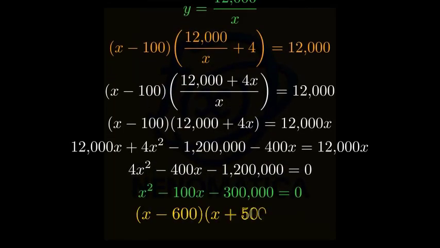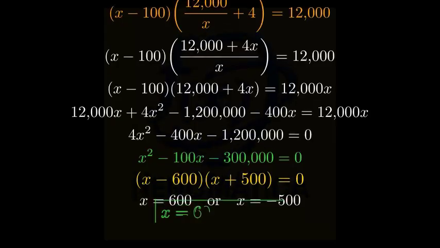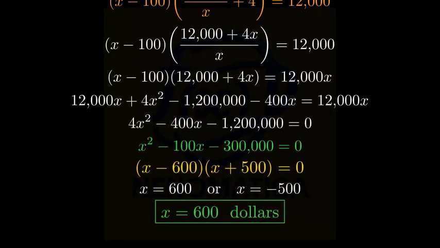Now factor. We look for two numbers that multiply to negative 300,000 and add to negative 100. Those numbers are negative 600 and positive 500. So the quadratic factors into (x minus 600) times (x plus 500) equals 0. The possible roots are x equals 600 and x equals negative 500. Price cannot be negative, so the valid price per toy is $600.